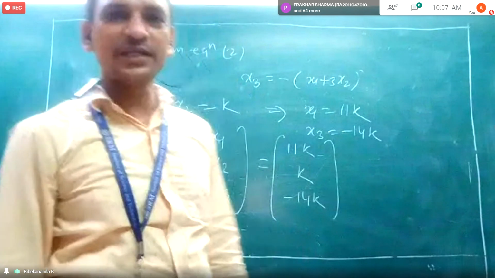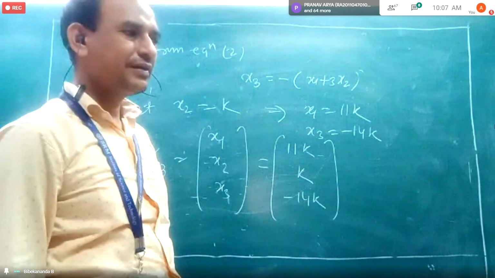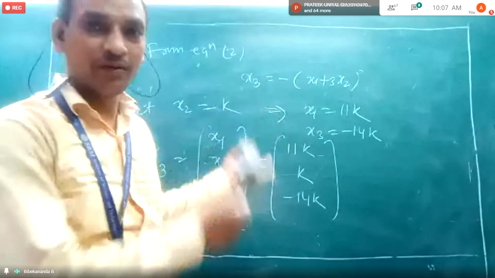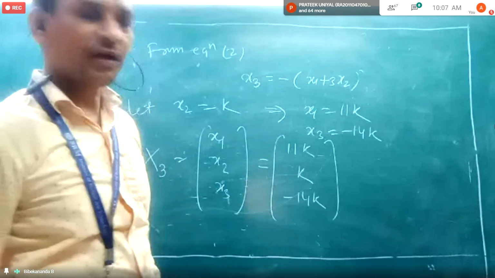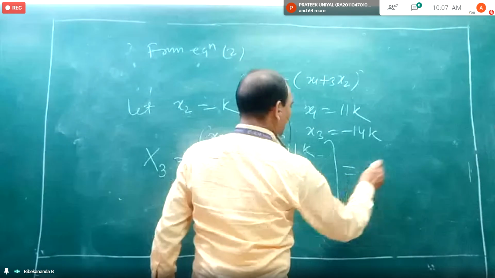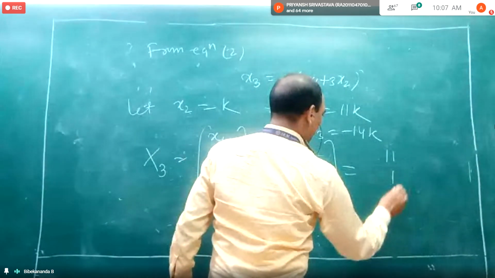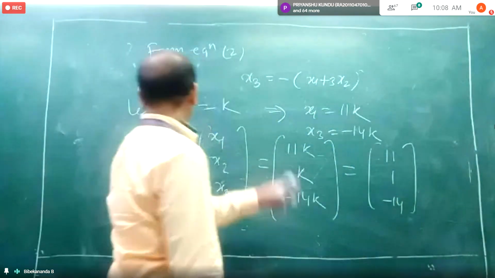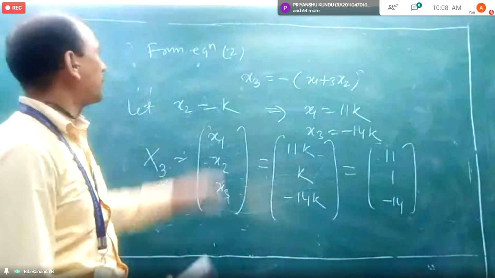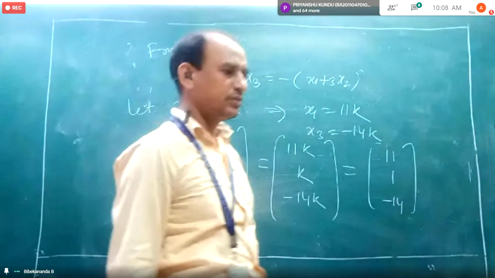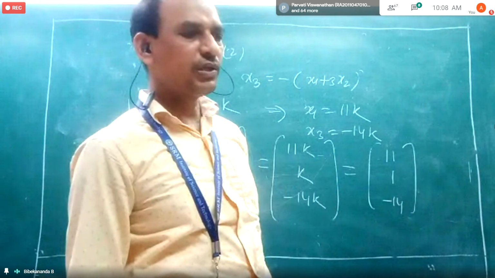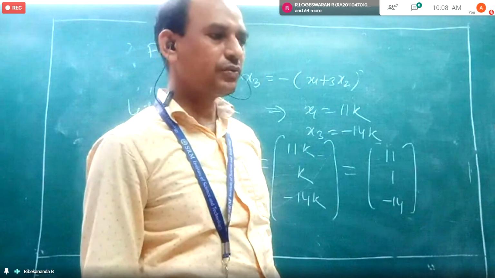How can you normalize it? You take k common. So if you take k common from 11k, k, minus 14k, what is the remaining term? 11, 1, minus 14. So this is the eigenvector corresponding to lambda equal to minus 2.